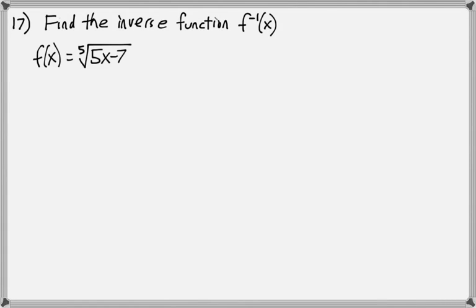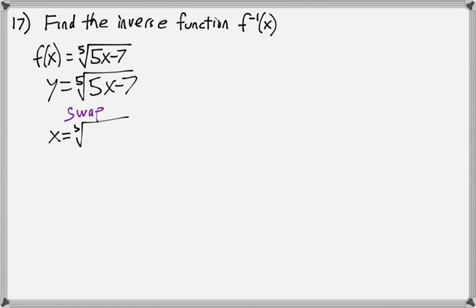On question number 17, I'm trying to find the inverse function. So my first step is to rewrite this without functional notation. So I'm just going to use a y instead of an f of x. My next step is to swap my x and my y. And this is really the only process that allows you to just switch your x and your y.